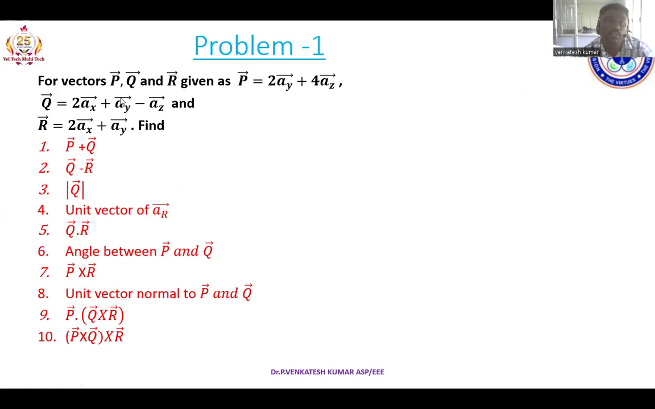I give three vectors: P vector, Q vector, and R vector. P vector is equal to 2AY vector plus 4AZ vector, Q vector is 2AX vector plus AY vector minus AZ vector, and R vector is equal to 2AX vector plus AY vector. Find the vector addition of P and Q, the subtraction of Q and R, the determinant of Q, the unit vector of R, the dot product of that, and the angle between P and Q. One by one we will solve.